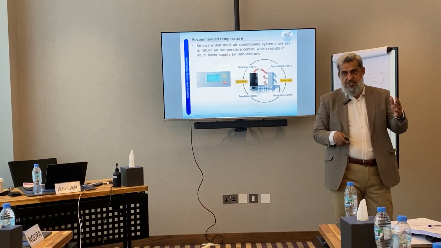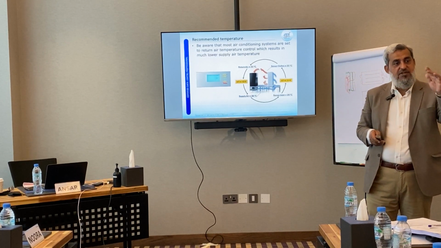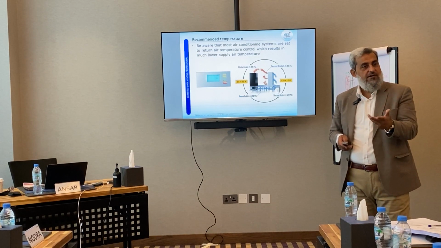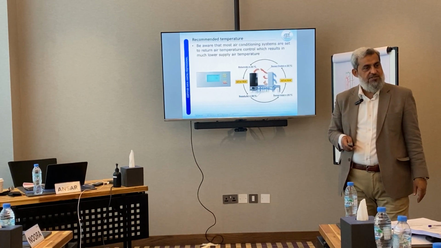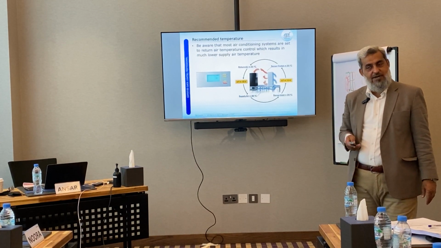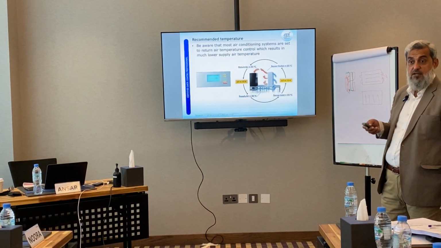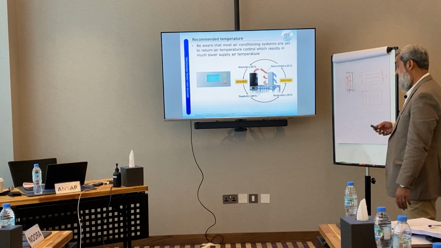In the high density compute, this delta T is increasing. Normally, typically it is around 9 to 11, 12 degrees centigrade delta T. But in the high density compute, it is even increasing to 15, 18 degrees centigrade.